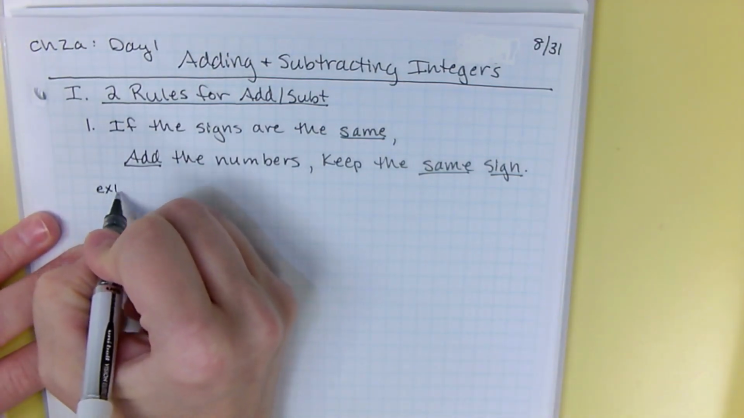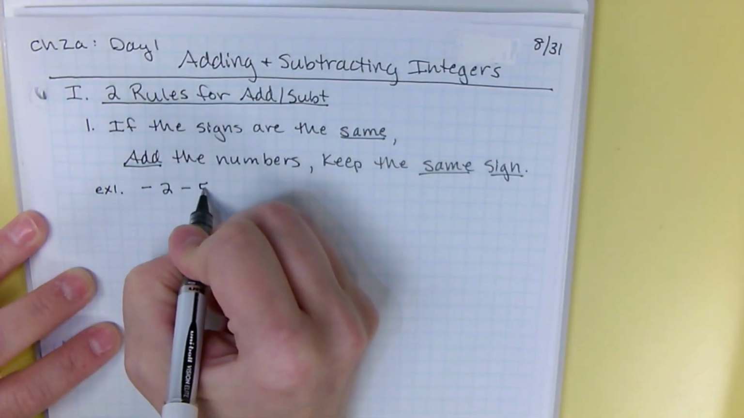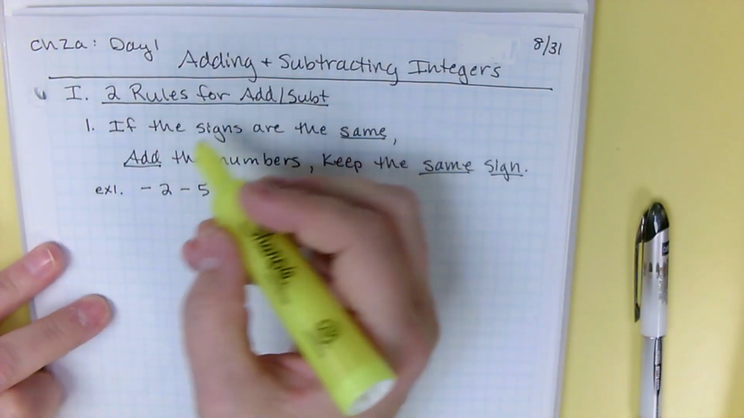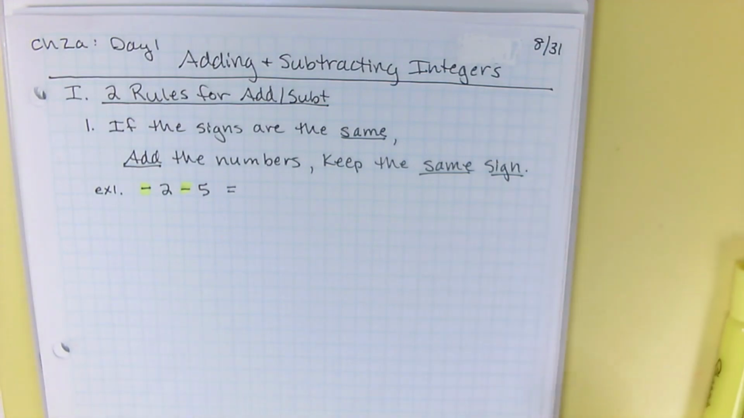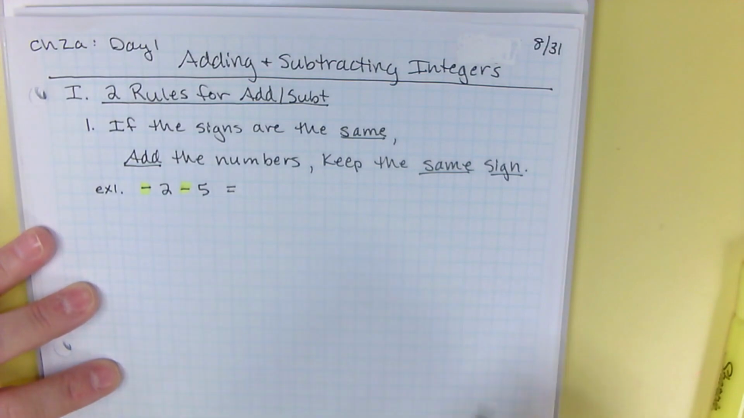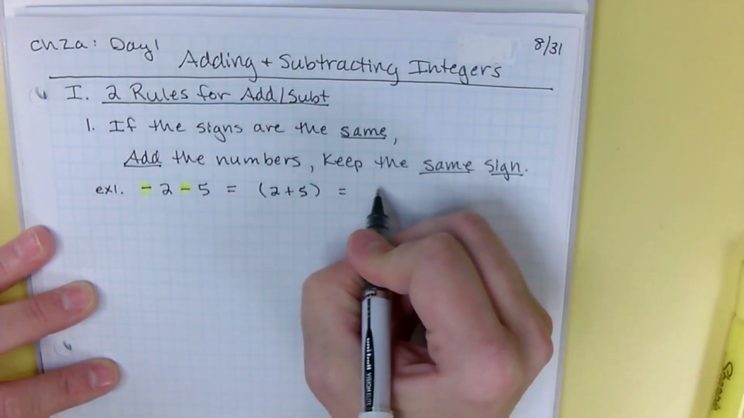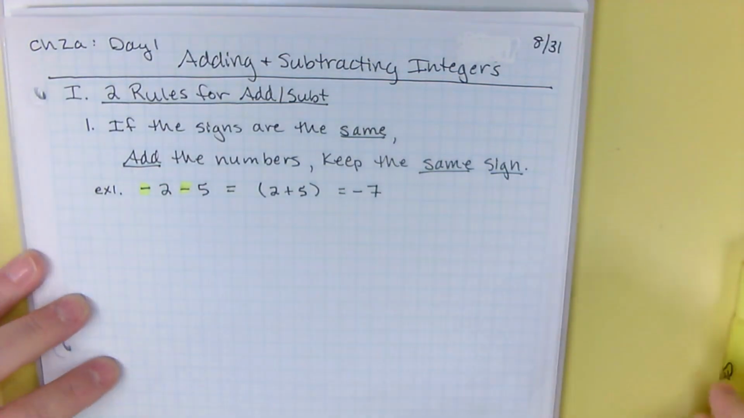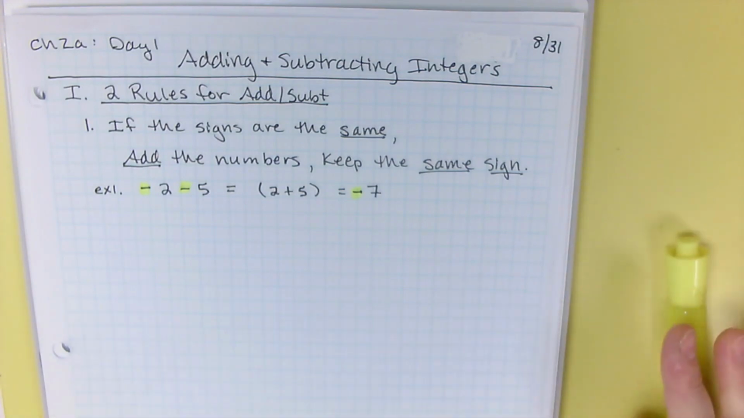So here's an example, example 1. Let's say you've got -2 minus 5. This rule applies because you're adding and subtracting and they're both negative. So the signs are the same. So you're going to add the numbers in your head. So 2 plus 5 equals 7. Then you just tag on the same sign, which in this case would be negative because they were both negative.